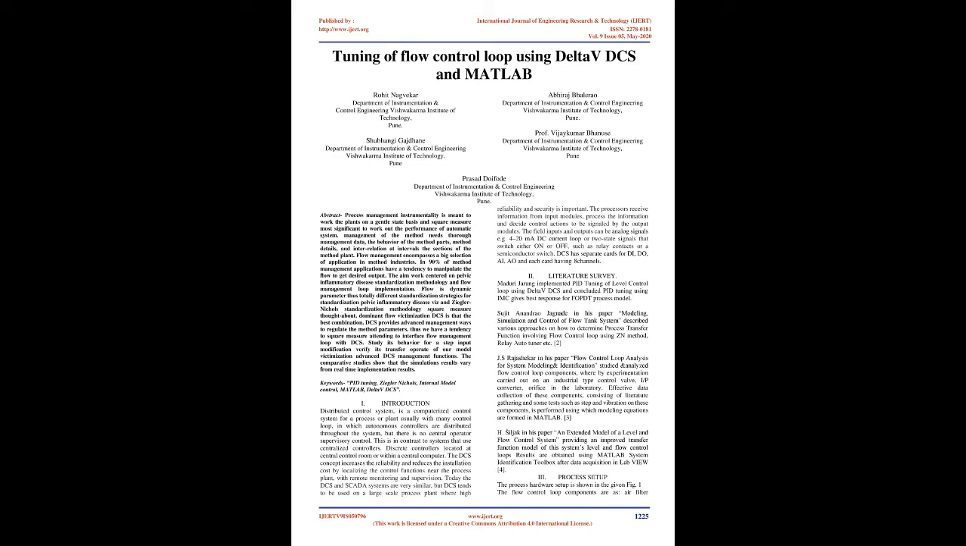System management of the method needs thorough detail, e.g. a 4-20 mA DC current loop, or two-state signals that manage data about the behavior of the method parts, such as a process switch either on or off, like relay contacts or a semiconductor switch. DCS has separate cards for the process plant.